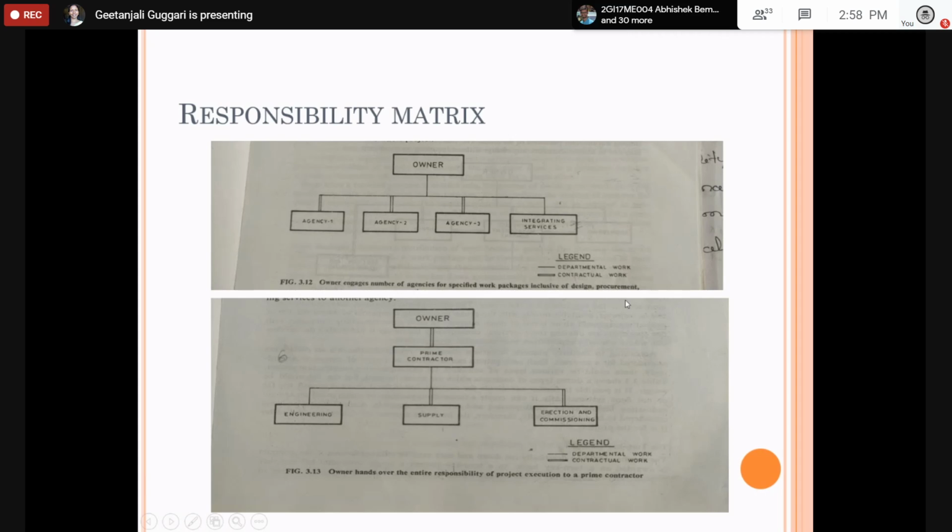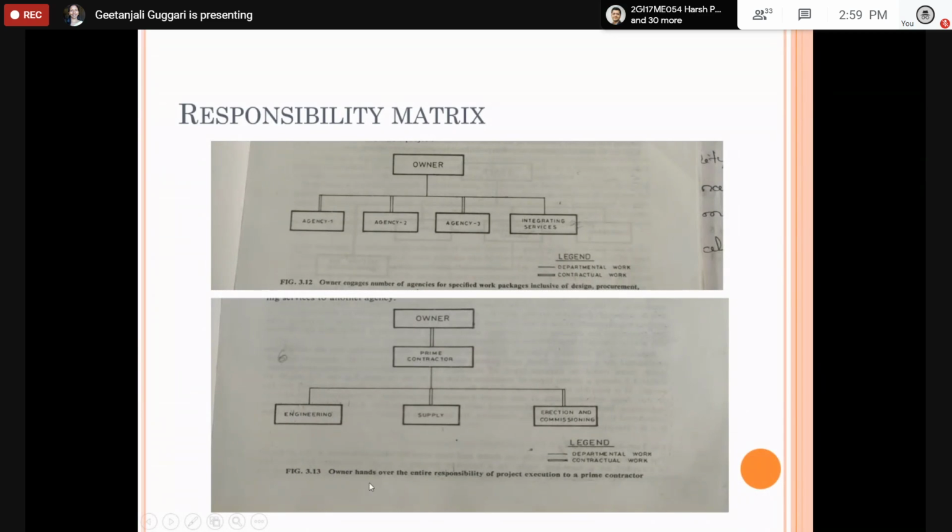of the design and the procurement. So it again depends on who is the owner, who is the project manager, and what kind of thing he wants to follow. But these are the possible sections you can go through. So here you have agency 1, agency 2, agency 3, then integrating services. Here it is a departmental work. The main structure lies with the departmental work. Agency 1. So all these are the contractors for completing that particular work.